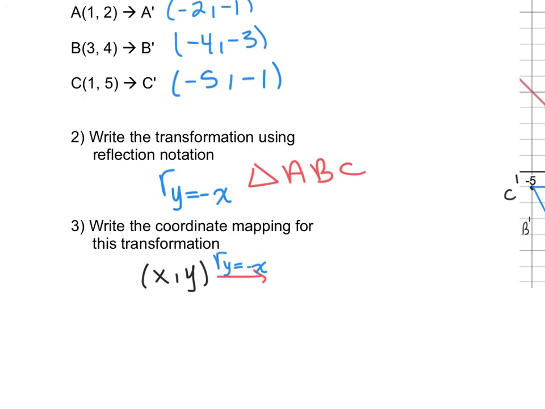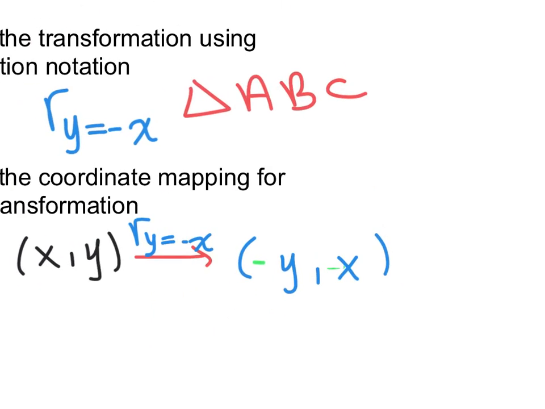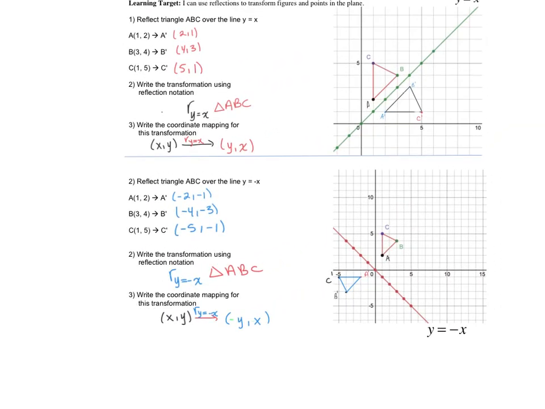So what I can say is I'm going to switch my x and y's. So I'm going to have y comma x. But this time, they're both going to be opposite. So my y becomes negative, and my x becomes negative. And that's your rule. So these are rules you have to memorize. You have to memorize when I reflect over y equals x, I have to just switch them. I have to memorize when I reflect over y equals negative x, I switch them and I make them opposite, so I negate them. All right?